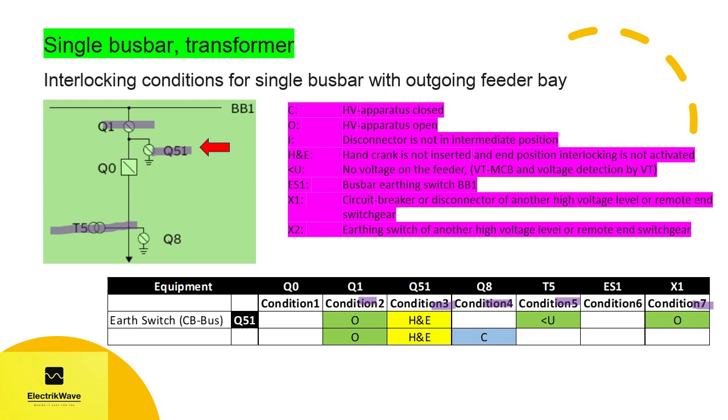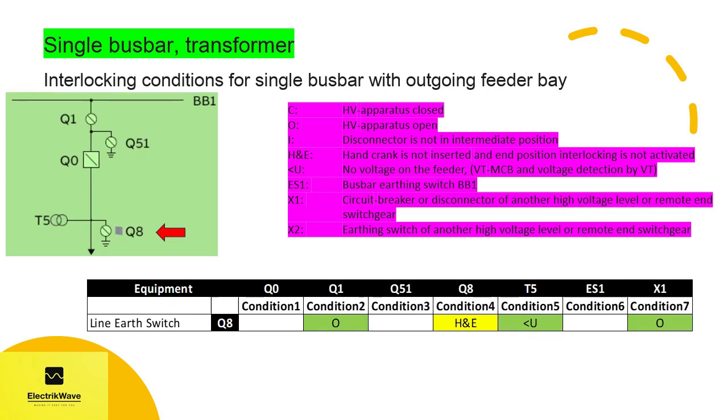switchgear is open. Or Q51 is switchable if conditions 2, 3 and 4 are fulfilled, that is, busbar disconnector is open, or switch Q51 hand crank is not inserted and end position interlocking is not activated. Then equipment side earthing switch is closed.